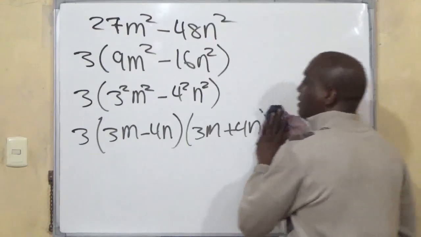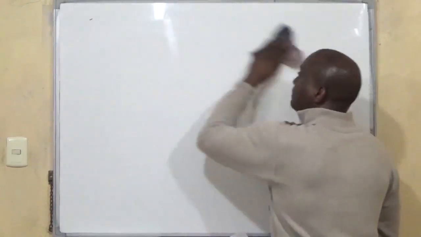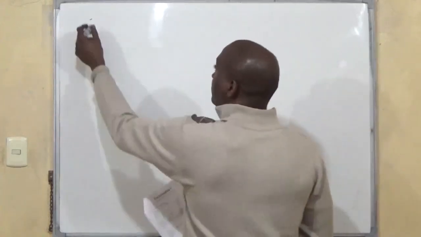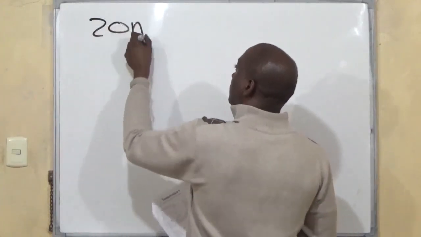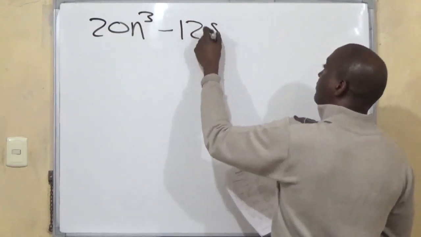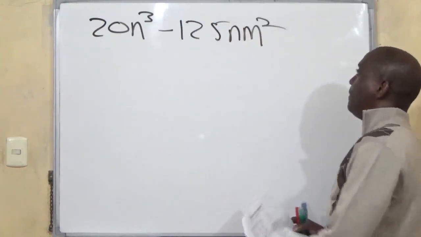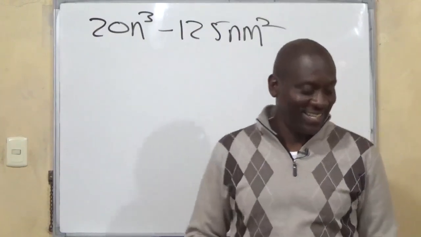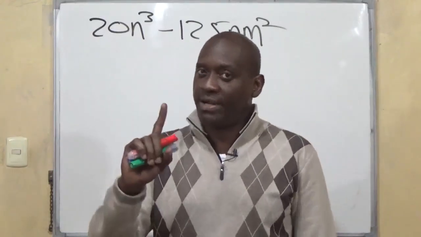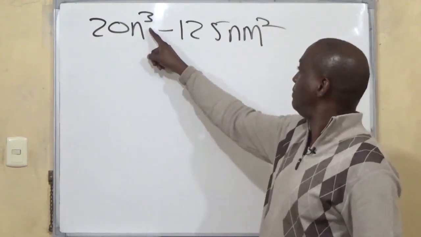Right? So let me say you have 20n cubed minus 125nm squared. Woo! Yeah, man. Now, the thing with this example is that you have more than one common factor. So you have a common factor as a letter and a common factor as a number. Because watch, you have n cubed and you have nm squared.